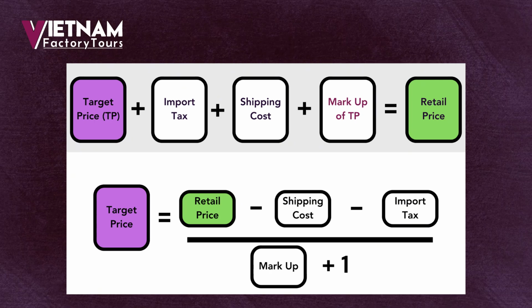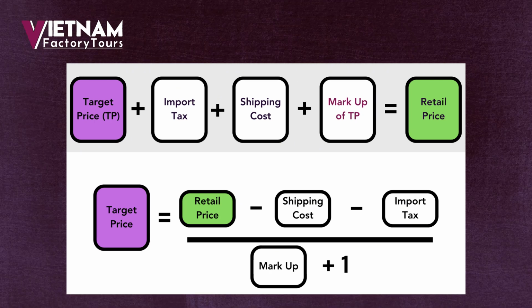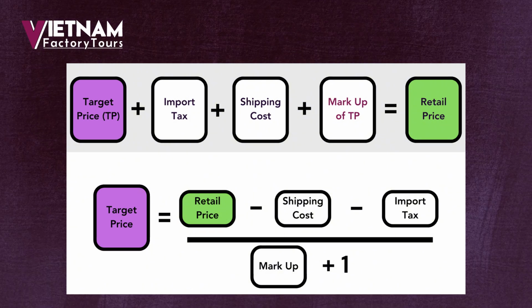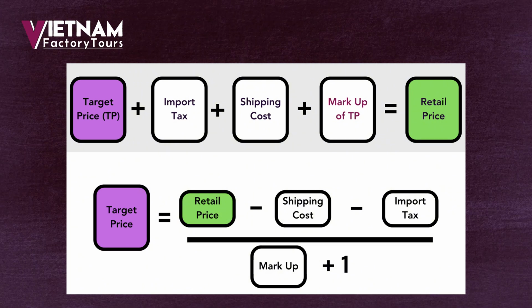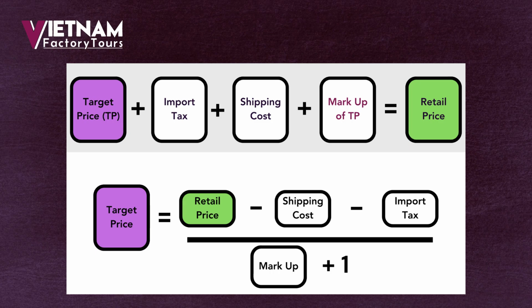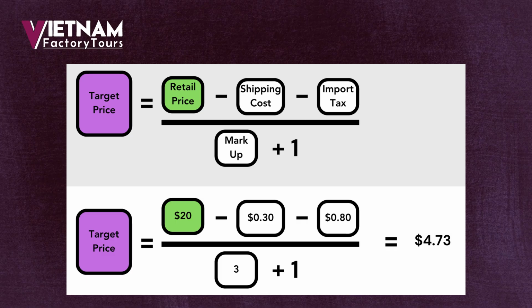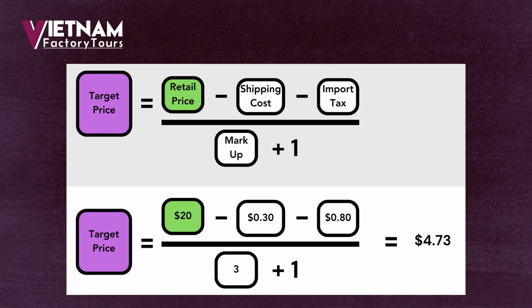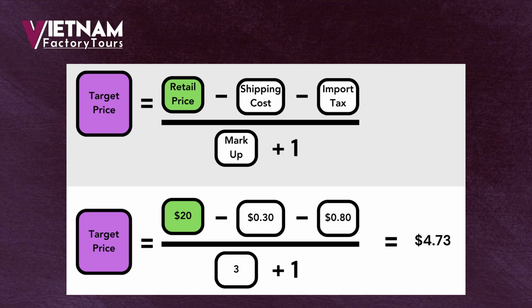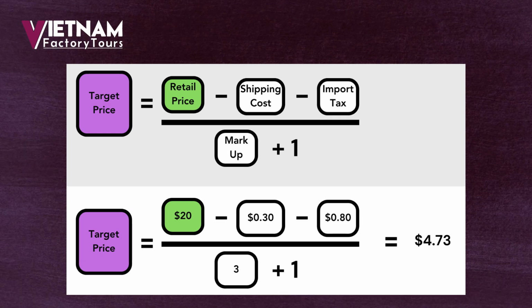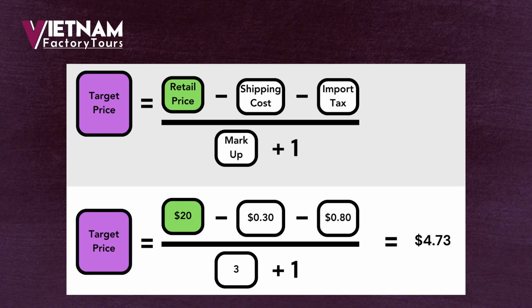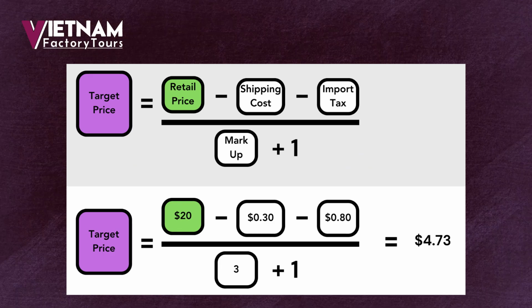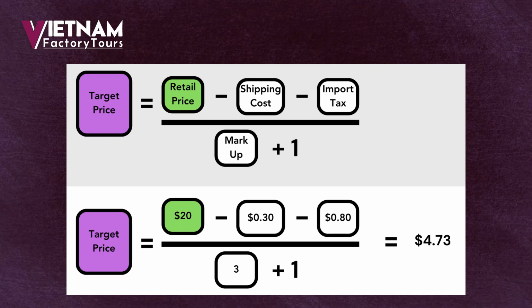On the top, you see the original equation. On the bottom, I've rearranged it mathematically so that the target price equals retail price minus shipping cost minus import tax, divided by your markup plus 1. And here, let's do an example. So let's say your target price is, look at the bottom row. Target price equals $20 minus 30 cents for shipping minus 80 cents for your import tax, divided by 3 plus 1. And the answer is 4.73. So with those inputs, you can come up with your target price.